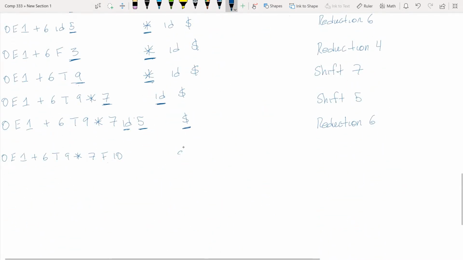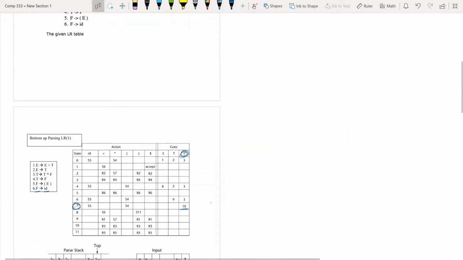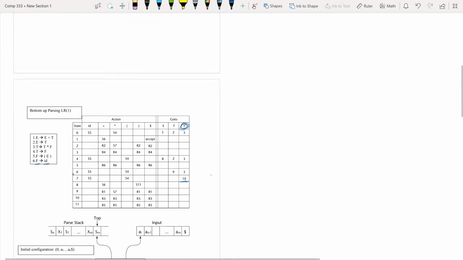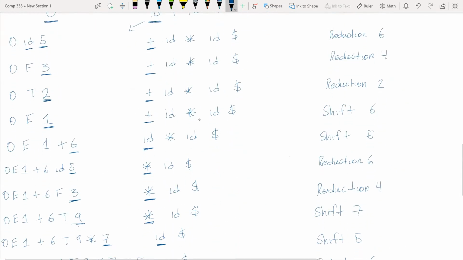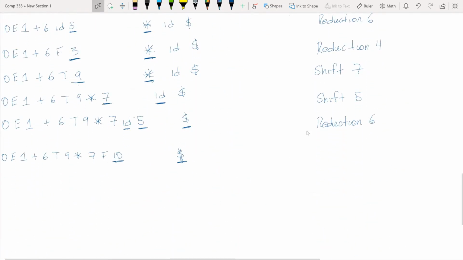So now we get this money sign down here, and we look at 10, and we look at the money sign. So if we go to the big table, and we look at 10, and we look at the money sign, we get reduction 3. Okay, oh boy. All right. So right here, we get reduction 3.